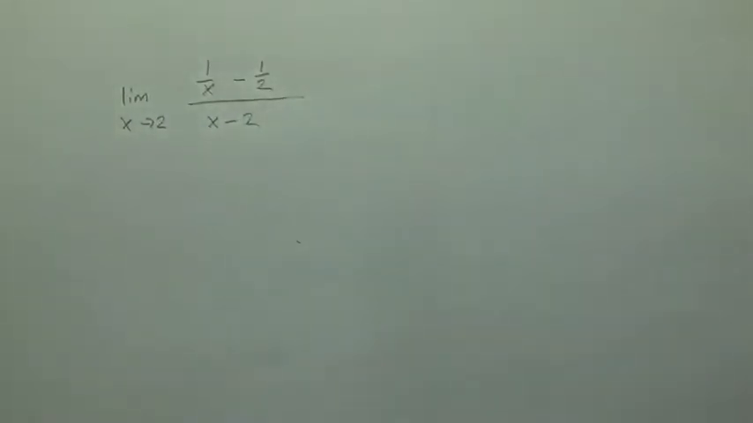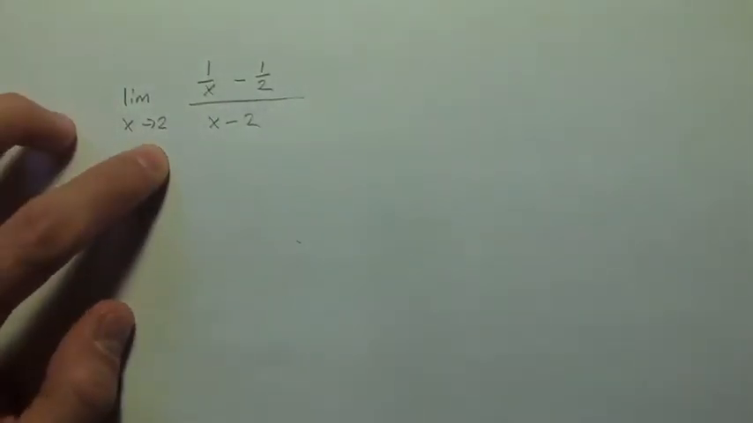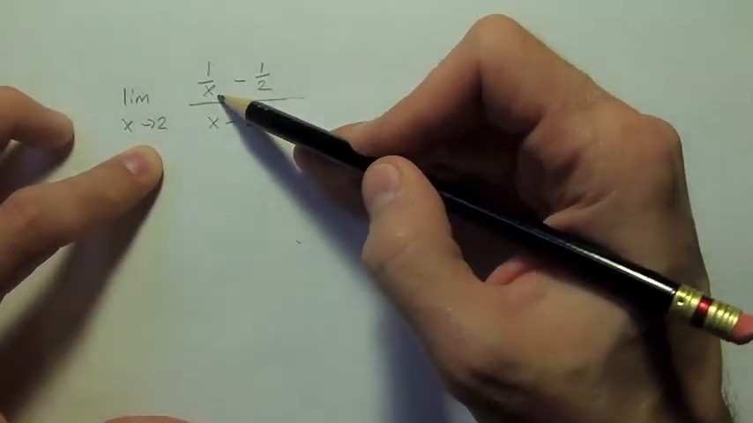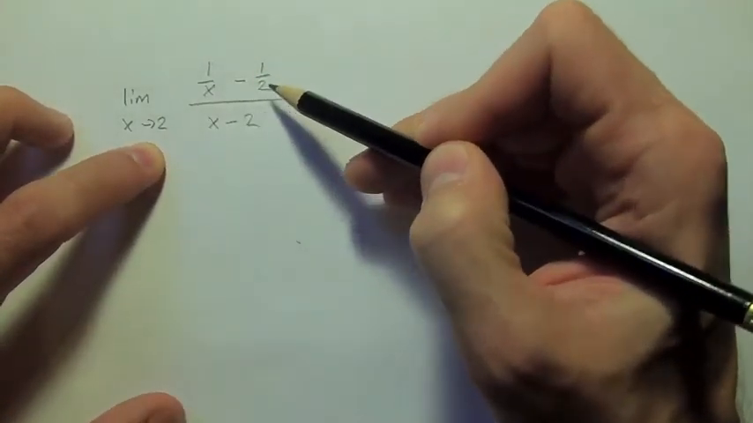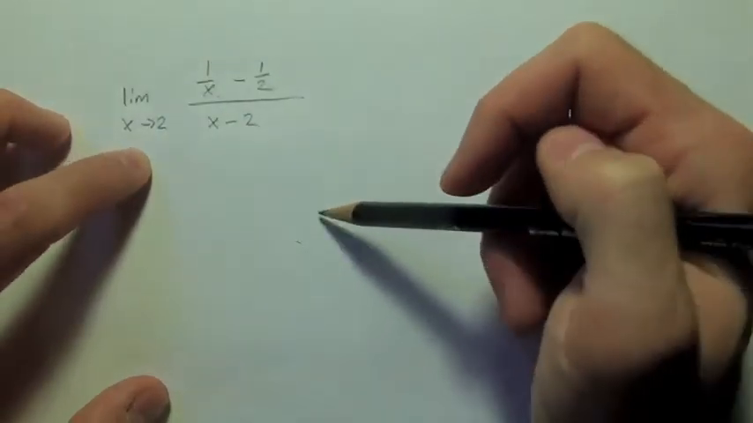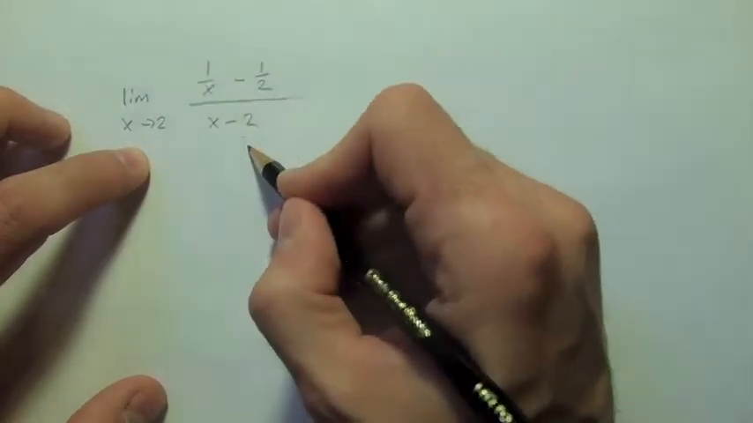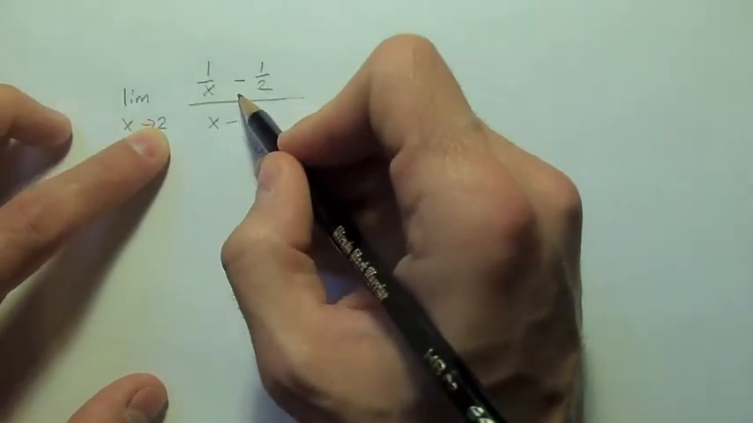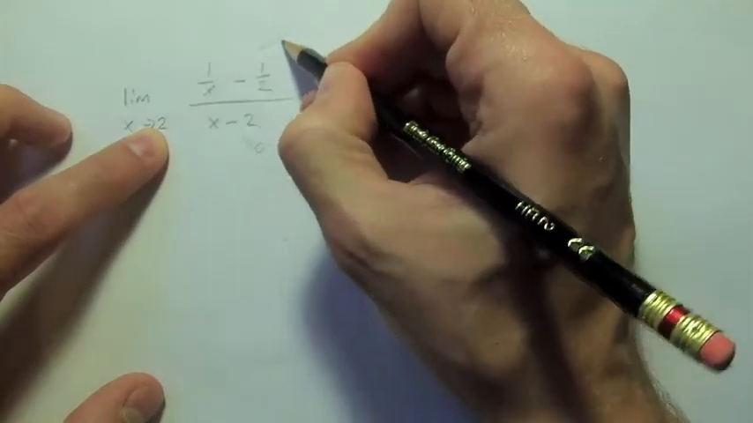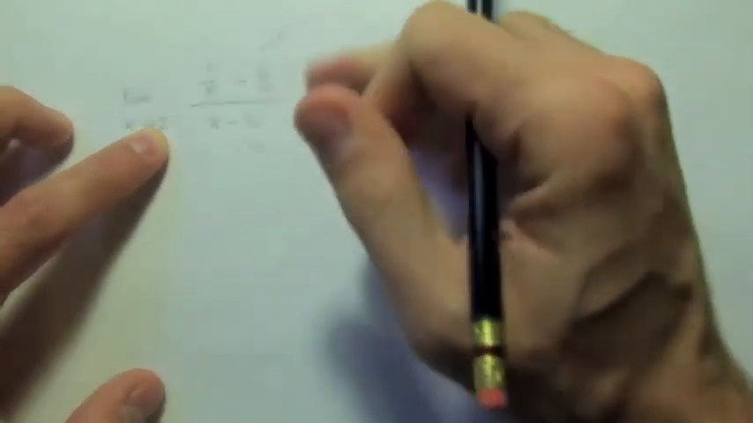Okay, next example. We have the limit as x goes to 2 of 1 over x minus 1/2, all over x minus 2. So if I plug in 2, I'm going to get 2 minus 2 down here, so that's 0. And then up here I'll get 1/2 minus 1/2, also 0. Okay, now this is not something we can factor. This is not something we can use conjugating on either, right?